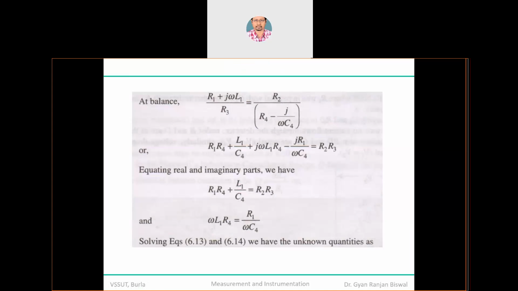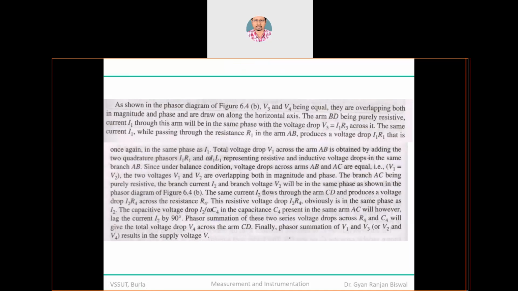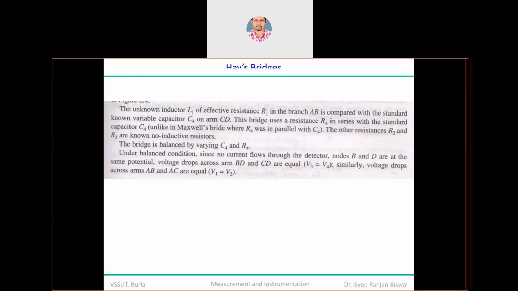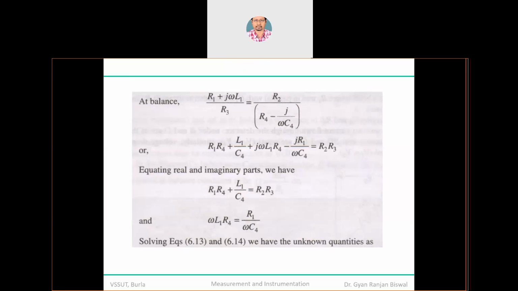Now at the balancing condition, I try to write down that standard equation, right? So Z1 upon Z3 is equal to Z2 upon Z4. So as per this demonstration, you apply the values of Z1, Z2, Z3, Z4, and separate the real part, separate the imaginary part. So you get two equations in terms of the real value and the imaginary values.